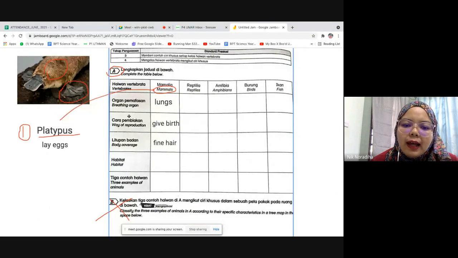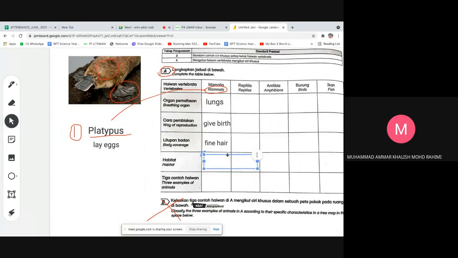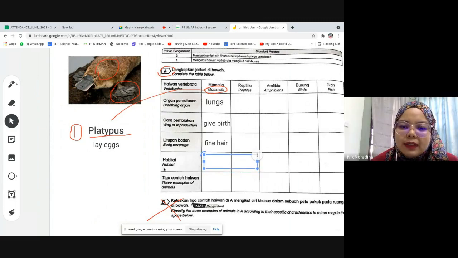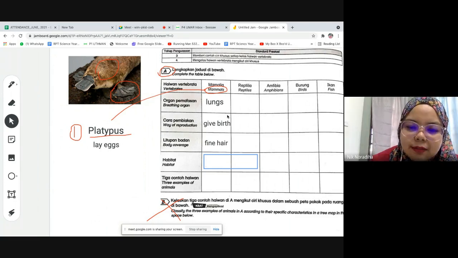All right, Amma Khalish, can Amma turn on the microphone? Okay, Amma, what is the habitat for mammals? Where do they live? Land. Land, correct. So you can write land inside the box of your book.